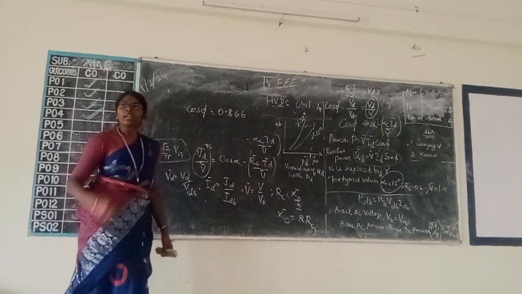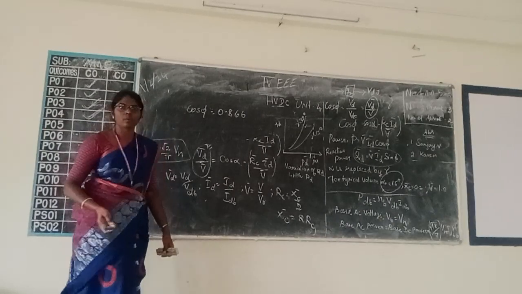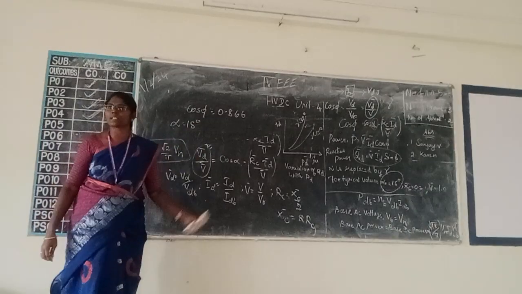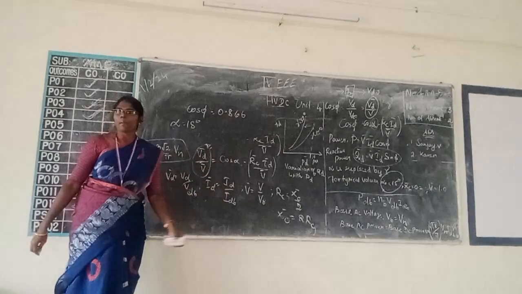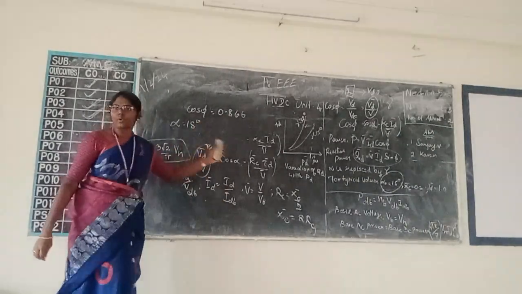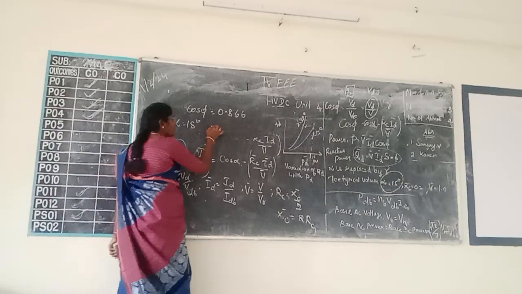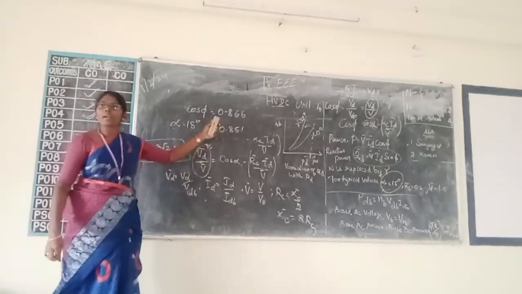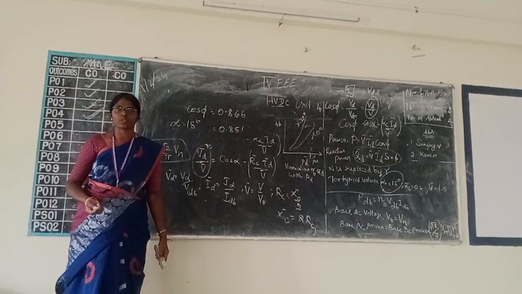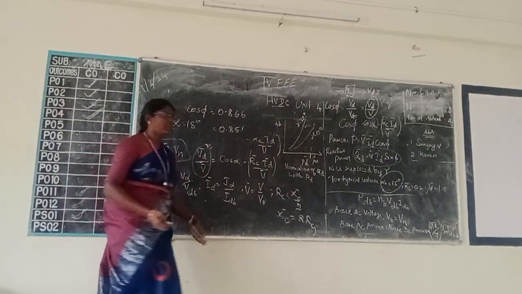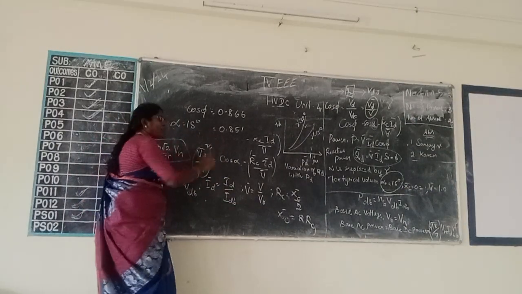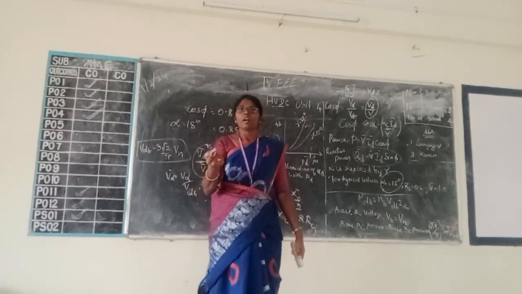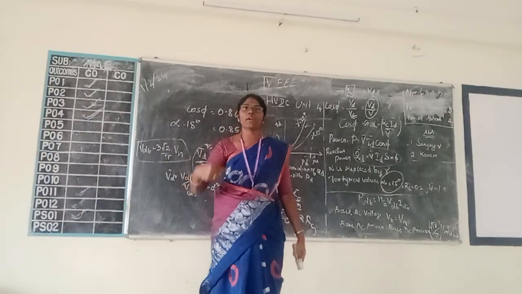0.866. If I increase the delay angle by just 3 degree, from 15 degree where the answer is 0.866, to 18 degree, then our power factor becomes 0.851. So the power factor is getting reduced. Then the voltage, which should be 1.0 per unit, will reduce to 0.9 per unit.